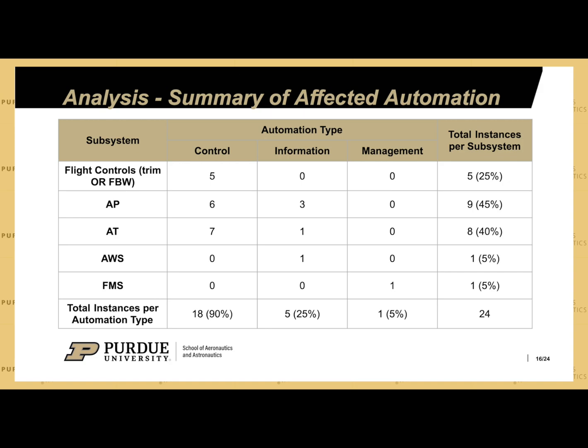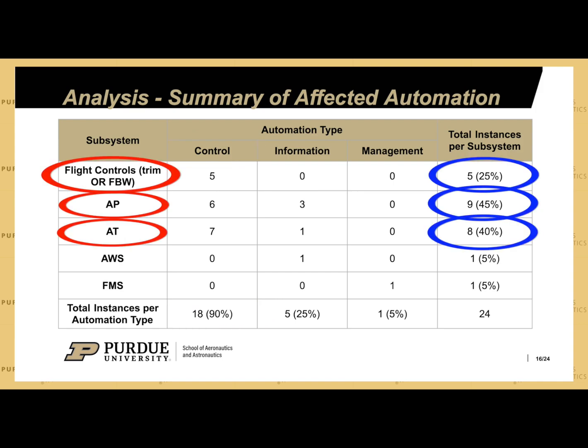This table shows the summary of the affected automation system for the accidents we studied. As you can see, control is the automation type that was affected in most of the accidents, which makes sense as the major purpose of the automation in aircraft is to reduce the pilot's workload by replacing their aircraft control tasks with automated controls. That also explains why autopilot, autothrottle, and the flight control account for most of the systems involved.